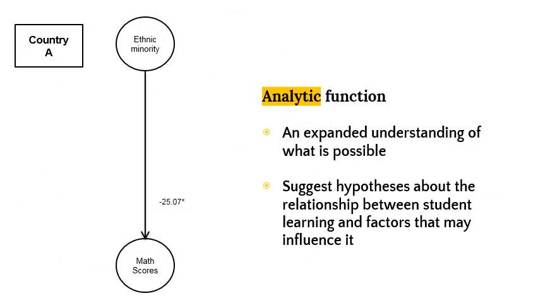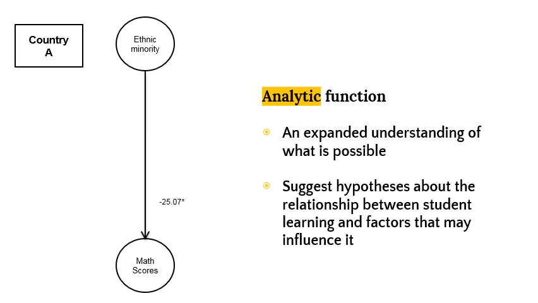Another thing that we can do is this analytic function. The analytic function is we can use it to suggest hypotheses about things. In this figure, we have an ethnic minority with an arrow pointing to mathematics scores. What we're saying here is we have a variable that tells us whether a child belongs or not to an ethnic minority. If it doesn't belong, it's 0. If it belongs, it's 1. So if a child belongs to an ethnic minority, his or her mathematics score on average is 25 points lower than if it doesn't belong to an ethnic minority.